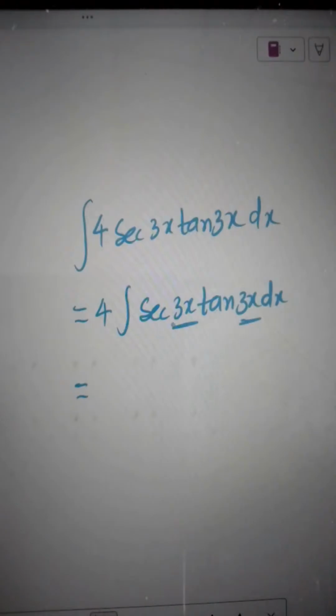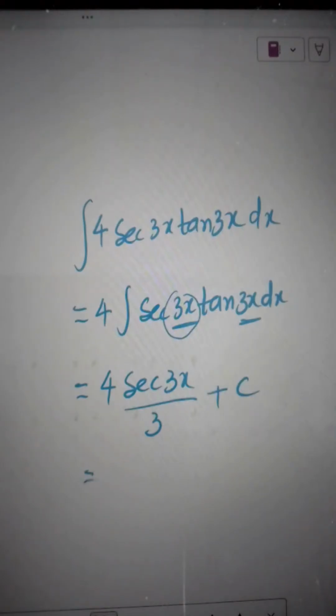Secant tan is the derivative of secant. Secant tan is the derivative of secant, so its antiderivative will be secant, with the same angle 3x, divided by the derivative of the angle. The derivative of 3x is 3, so it will be divided by 3, plus c. Another indefinite integral, 4 by 3 secant 3x plus c, is the answer.